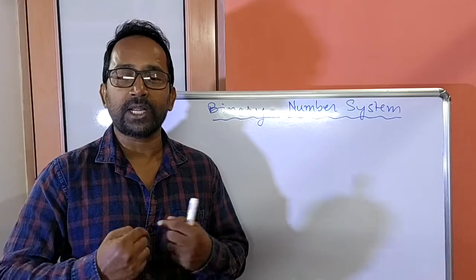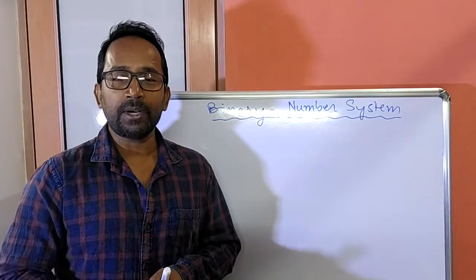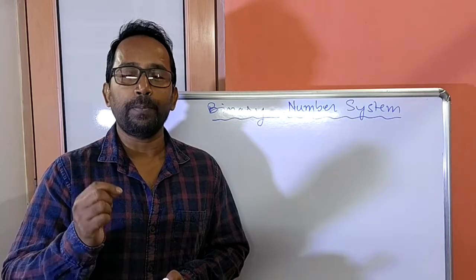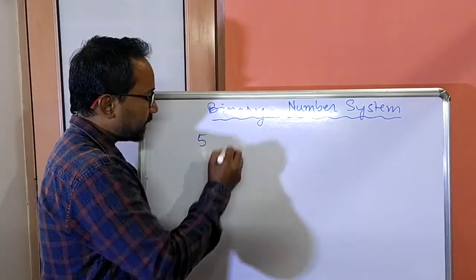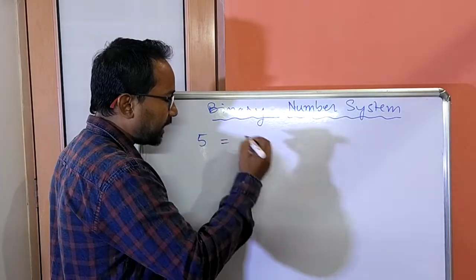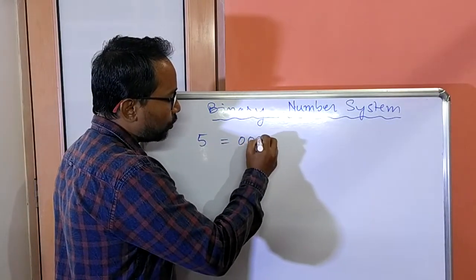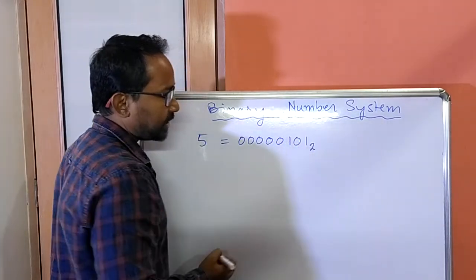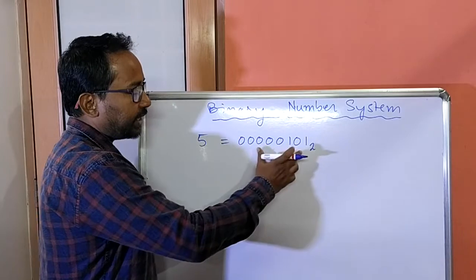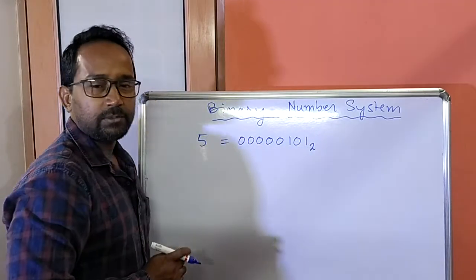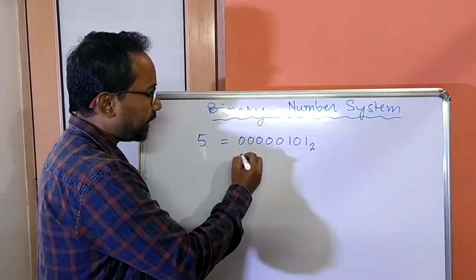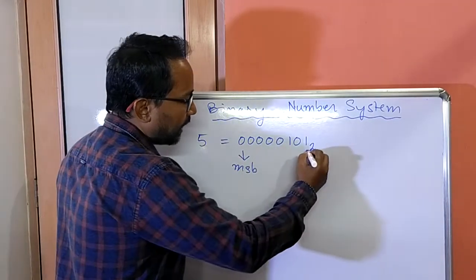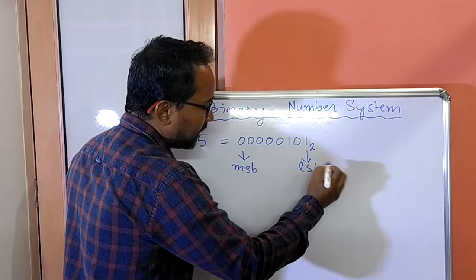In computer, one decimal number is represented with minimum 8 binary digits, and a binary digit is also called bit. Like 5 is a decimal number and its binary equivalent in 8 bits is 00000101, and obviously we have to write base here to make people understand this is a binary number which is equivalent of this decimal 5. In this binary number, the first digit is called MSB, most significant bit, and the last digit is called LSB, least significant bit, that is the rightmost digit.